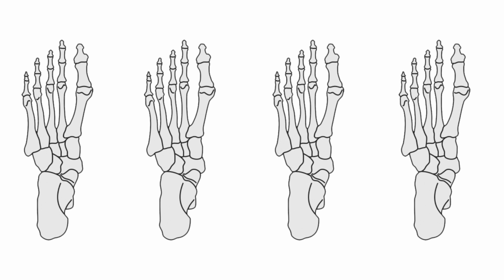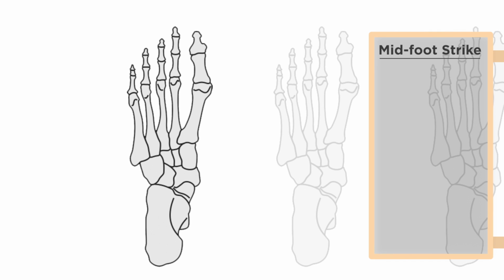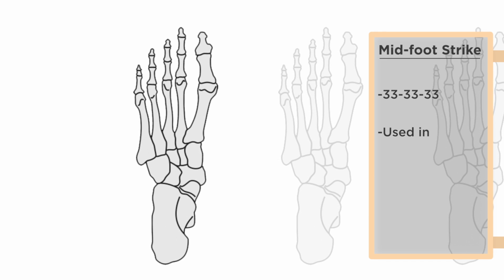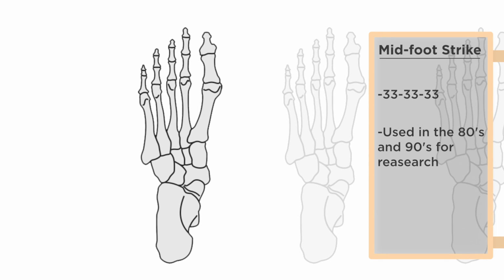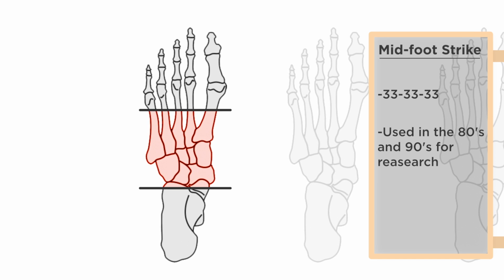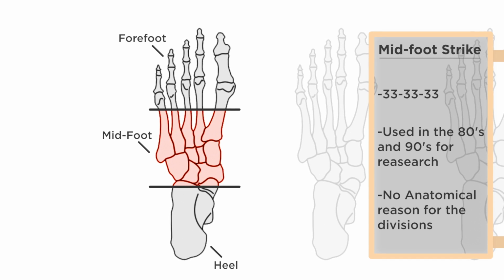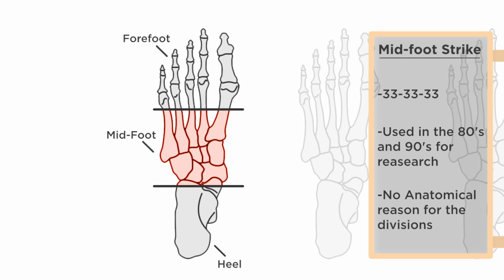Currently, there are 4 prominent definitions of the midfoot in running. The first is the 33-33-33 divide. This definition was used in running research in the 80s and 90s that artificially split the foot into thirds. The division is completely arbitrary since there was no anatomical foundation for where the division occurred.